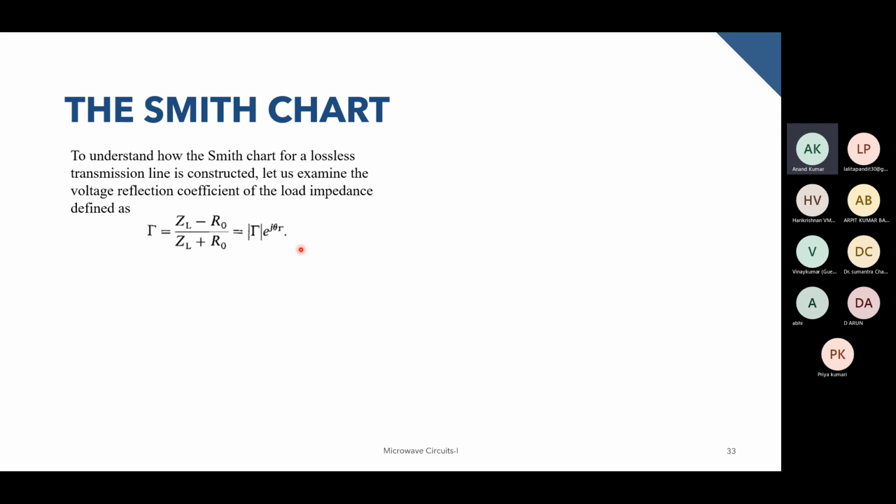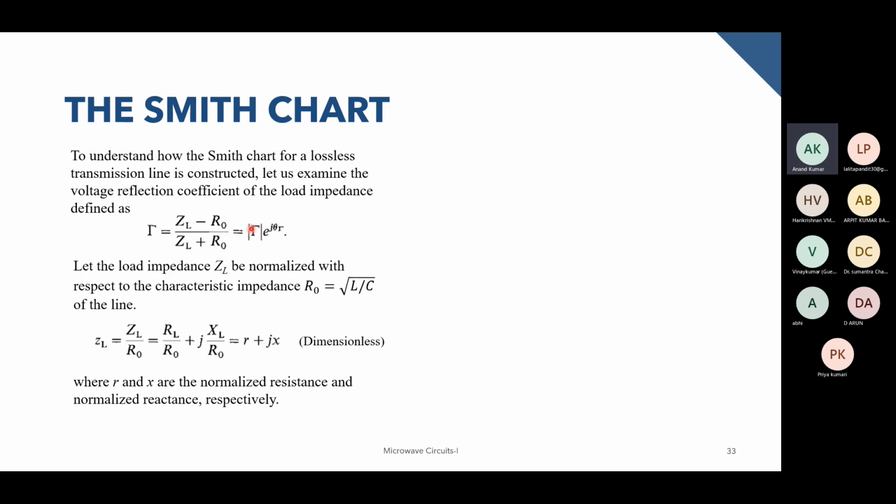Since this reflection coefficient might be complex, we can define it in the polar form or the Euler form. There's a change of notation. We are using R naught because we're considering the transmission line to be lossless, and when the transmission line is lossless, the characteristic impedance is real. So using that, we have defined the voltage reflection coefficient.